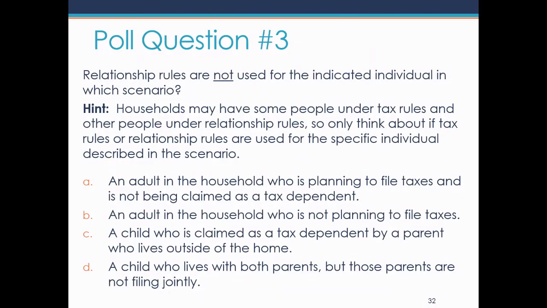Okay. The correct answer is A, an adult in the household who is planning to file taxes and is not being claimed as a tax dependent. So when an adult in the household is planning to file taxes and is not being claimed as a tax dependent, tax rules will be used to determine their household size, not relationship rules. All other individuals described would use relationship rules.